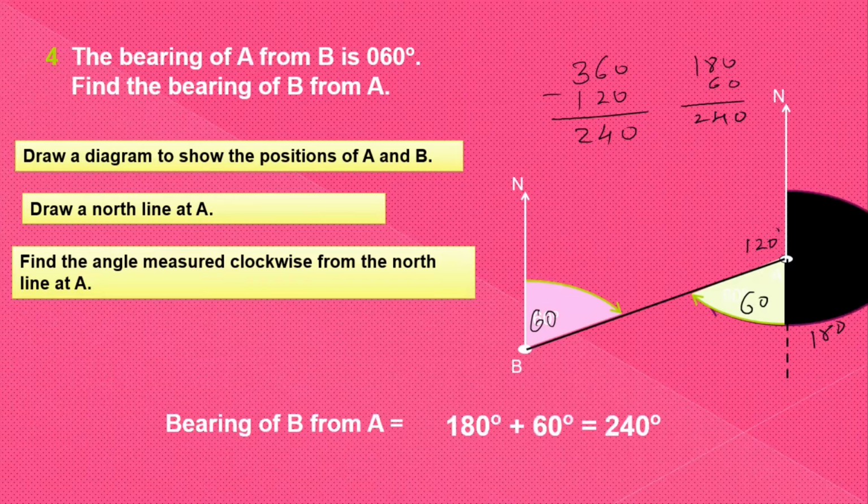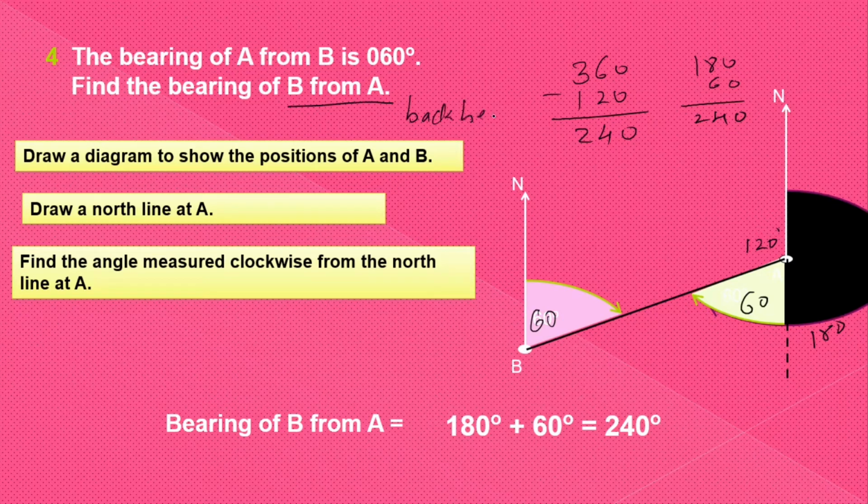So the bearing of B from A is 240 degrees. You can remember here, if the bearing is less than 180 degrees, for the back bearing you simply have to add 180. So 60 plus 180, you get 240 degrees. This bearing of B from A is also called back bearing.